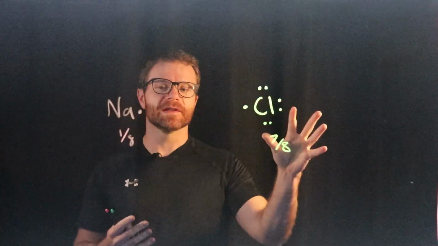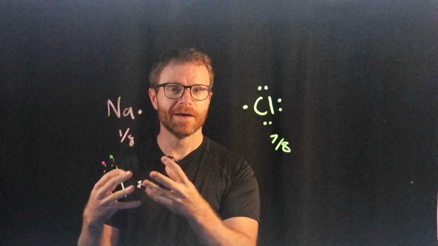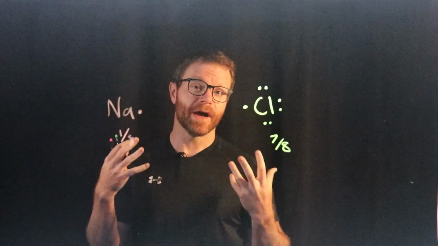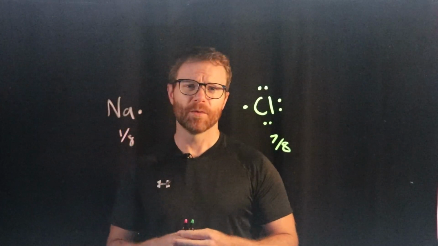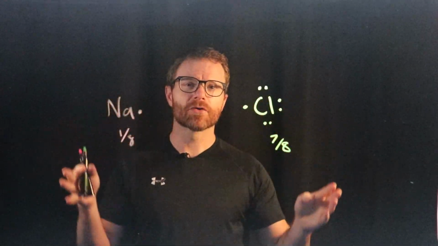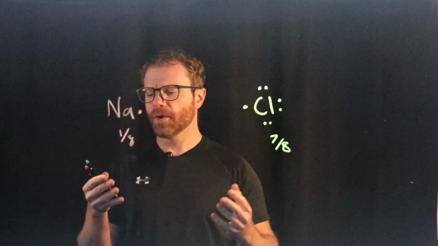It would like to give up its electron, because if sodium gives up its electron, it would go down to 0 of 8, which basically means it would go back to the previous orbital, which would now be full, and that sodium atom would be stable. Remember, elements are stable when they have a full octet or an outer orbital of electrons. So that's exactly what would happen.